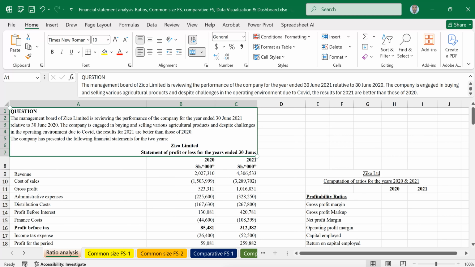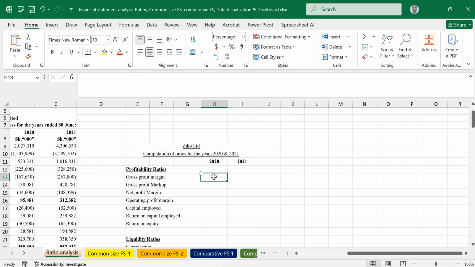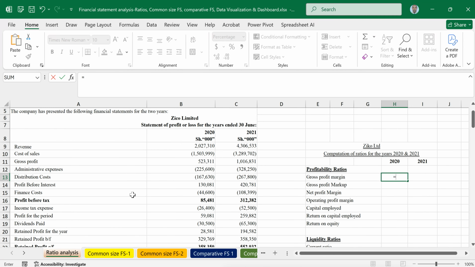We start with profitability from the formulas that we now know. Gross profit margin is gross profit over sales. So if you want to get gross profit margin, then you take gross profit over sales, and that is equal sign for 2020. Then go to the SOPL, look for gross profit, which is here. Divide that with revenue. So that is gross profit over revenue, enter, and you can see the answer is 25.